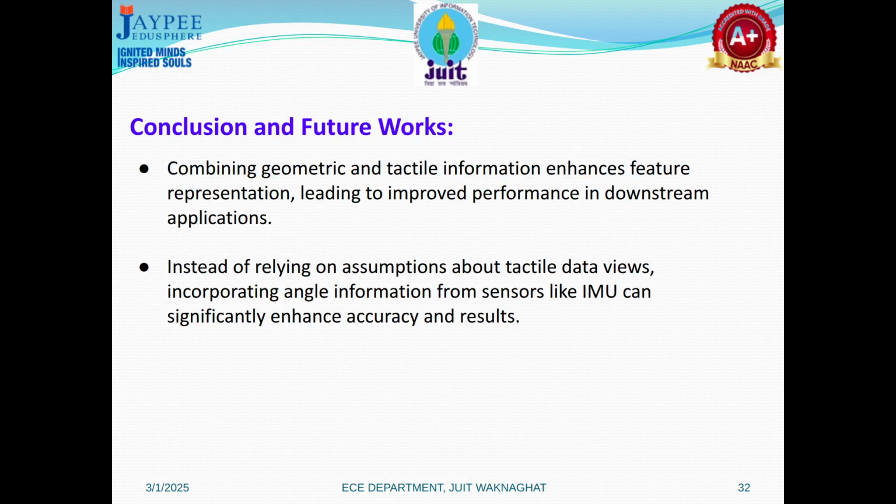In conclusion, adding this geometric information to the tactile information really enhances the feature representation and can lead to improved performance in downstream applications. In our case, we show it really helps in object shape classification. One of the future works is, instead of relying on the assumption of tactile views from k-means clustering, to get the actual ground truth angle information from sensors like an IMU. This can significantly increase the accuracy and the results.